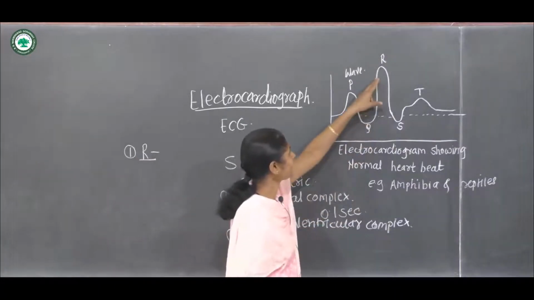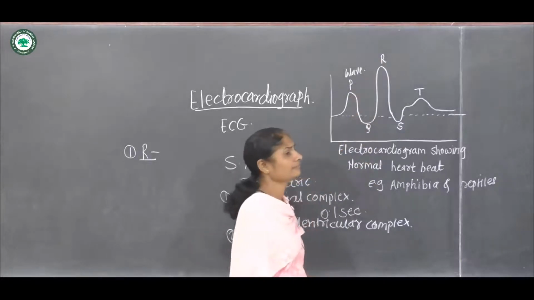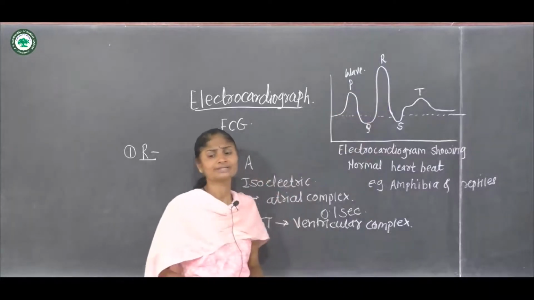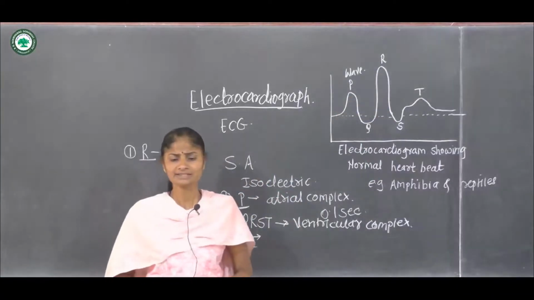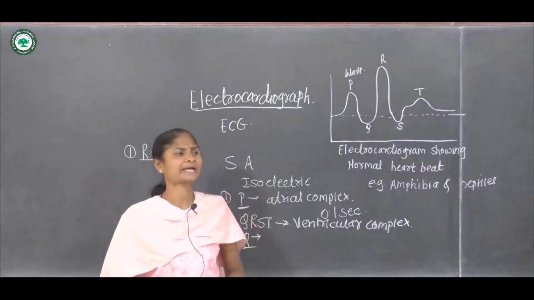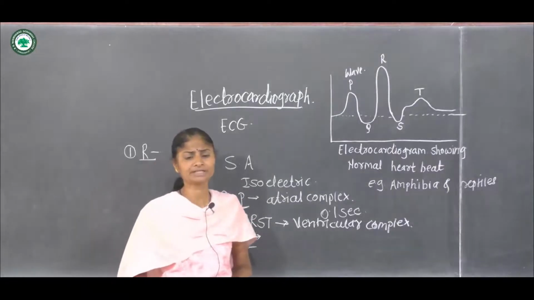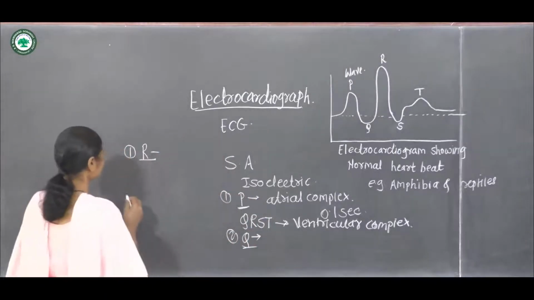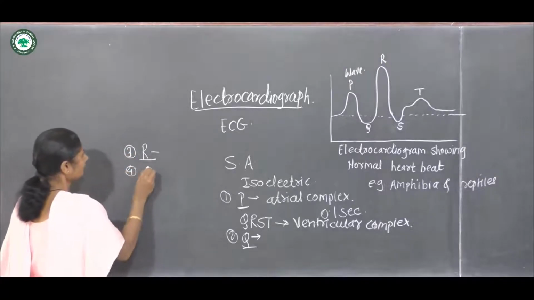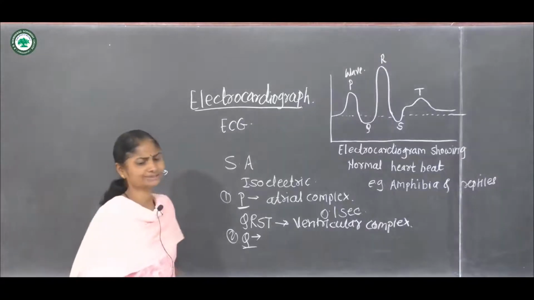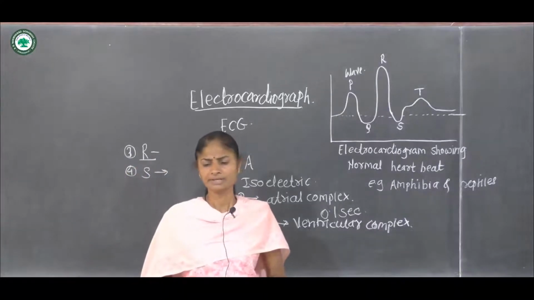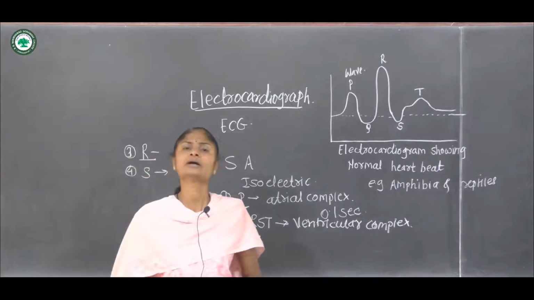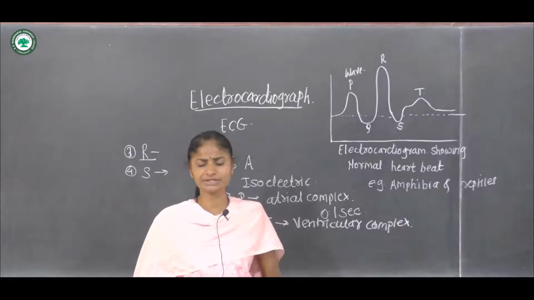We observe in this diagram, the R wave is the second wave, an upward deflection, and it has the tallest amplitude compared to the other waves. The R wave represents the activity of the right ventricle. The next wave is the S wave. The S wave is the second downward deflection, and it represents the activity of the left ventricle.